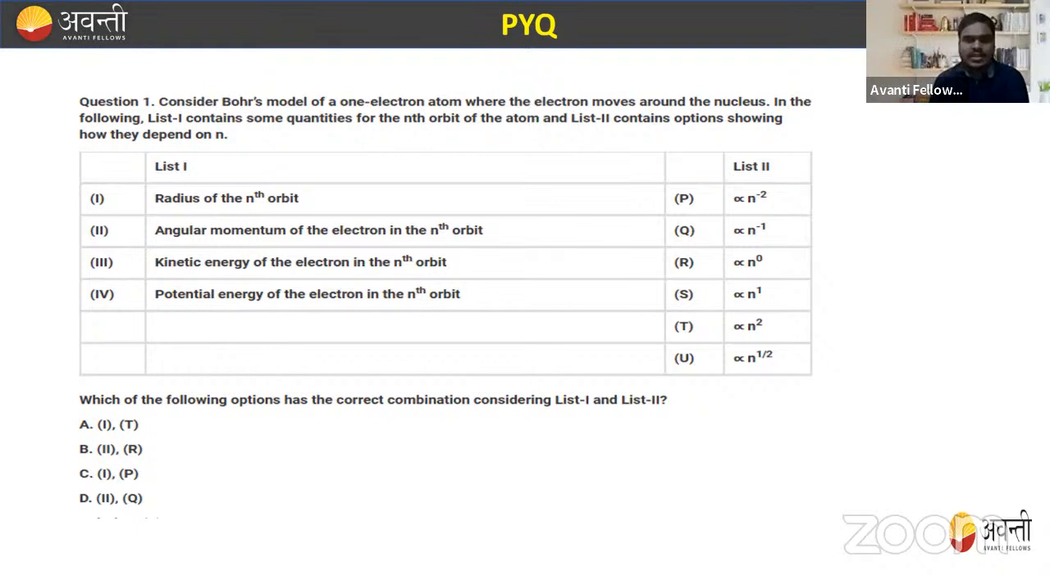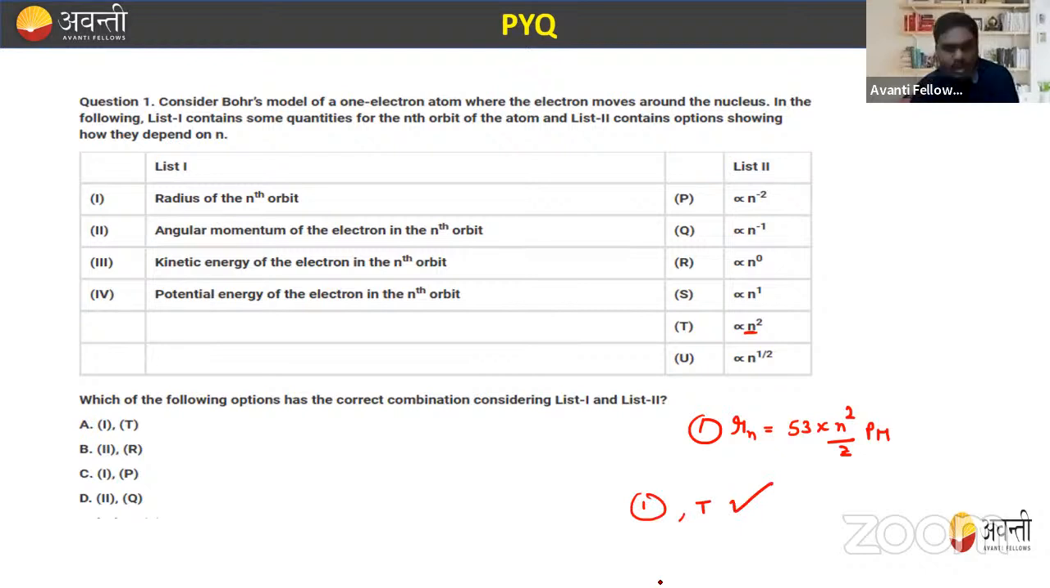The first one, radius of the nth orbit. We already derived the radius. We know that Rn is equal to 53 n square upon Z in picometer, or in Angstrom we have 0.529 n square upon Z. So which one is correct for the radius of the nth orbit? The radius of the nth orbit is directly proportional to n square. So for 1, T is the correct one.